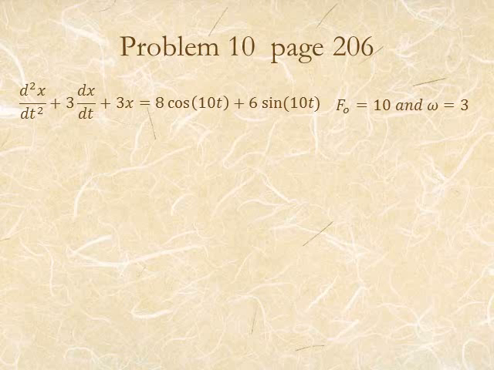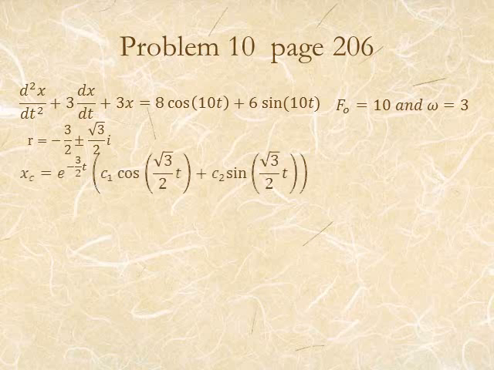So I shouldn't say the driving frequency should be 3. The driving frequency is going to be 10. The natural frequency should be 3. So if you solve the non-homogeneous differential equation, you get an imaginary root. You get 2 of them. So that's going to give us this solution for the particular equation.